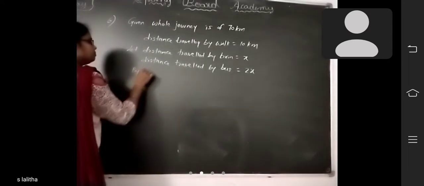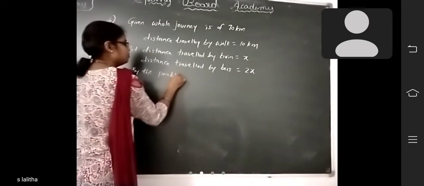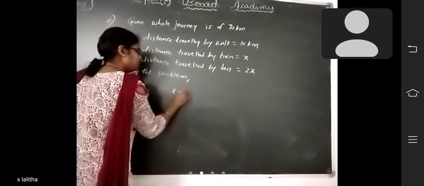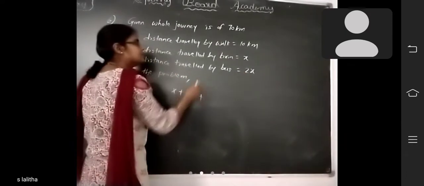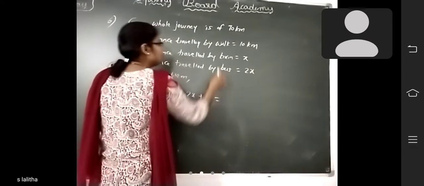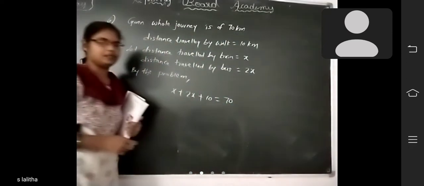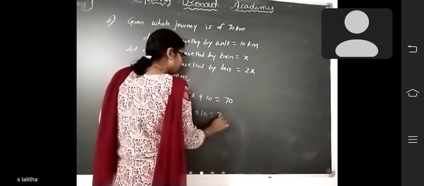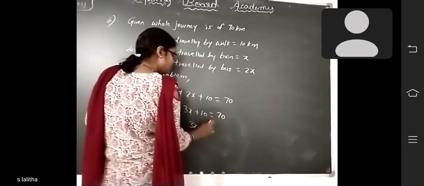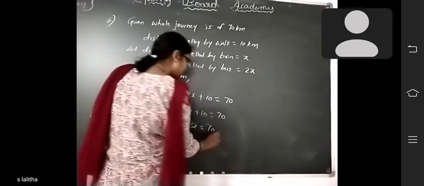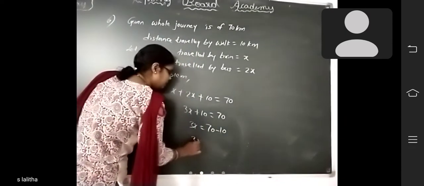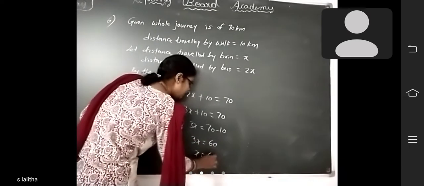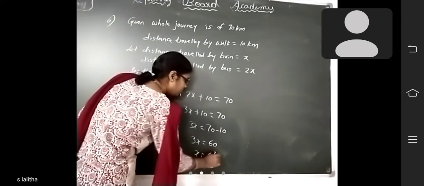Now by the problem, we have to add all. First by train, how much? x, plus by bus 2x, plus by walk 10, is equal to the total journey of 70 kilometers. Now add x plus 2x, how much? 3x plus 10 equal to 70. So 3x is equal to 70, here plus 10 transposes to the right-hand side. What will become? Minus 10. So 3x is equal to 70 minus 10, which is 60. x is equal to 60 by 3, which is 20.